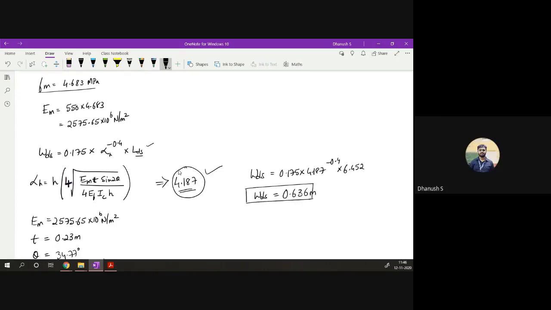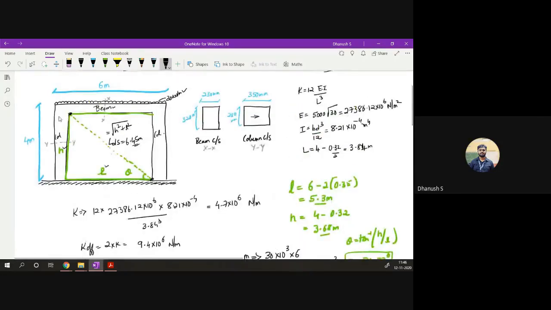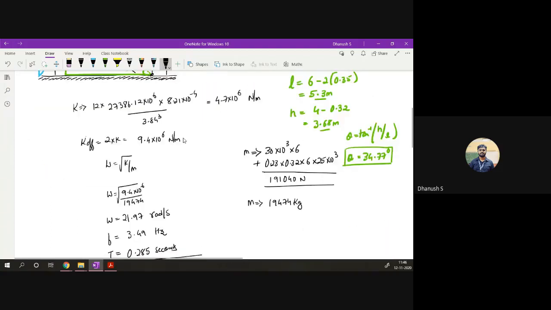So what does this mean? What does this value mean? Instead of modeling a wall here, I can model a diagonal strut whose width is equal to 0.636 meters. If I consider the stiffness of that diagonal strut and add it to the stiffness of the columns and solve the problem, the result will be more or less similar to whatever would happen if I considered the effect of the wall. Clear?